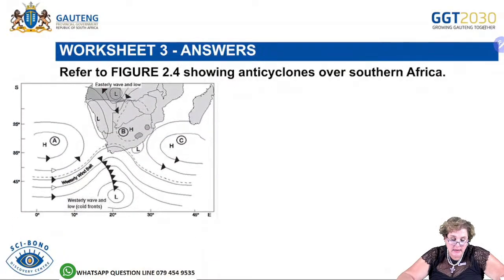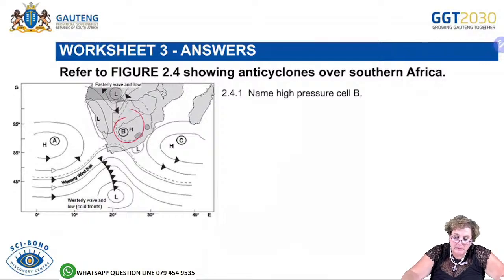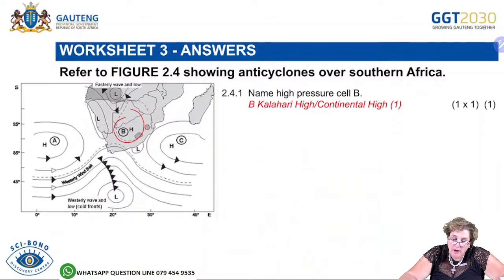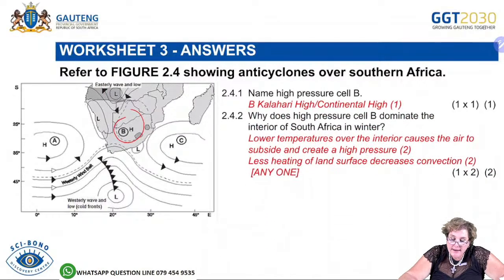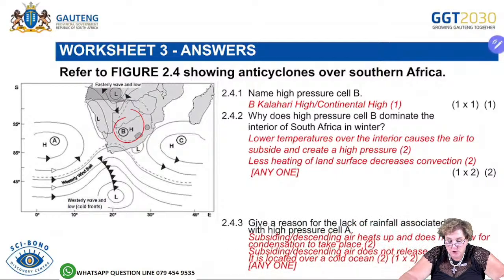Question 1's answer: name the high pressure cell at B. There's B. It will be the Kalahari high pressure cell, the continental high pressure cell. Why does high pressure cell B dominate the interior of South Africa in winter? Because in winter we have lower temperatures causing air to subside or to sink, and it creates a high pressure. Or there's less heating of the land surface, which will decrease convection. Any one of those two.